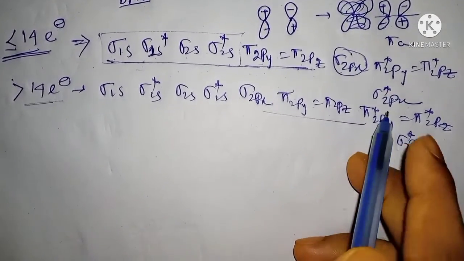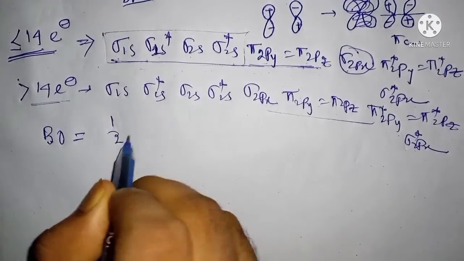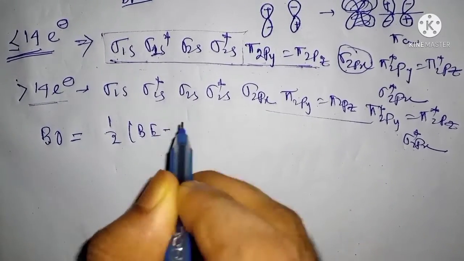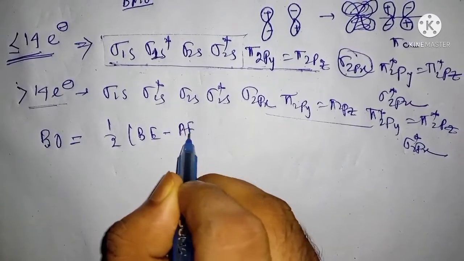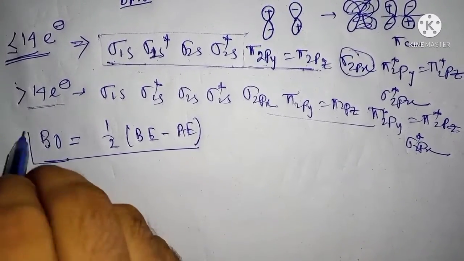Remember this thing. Now bond order: calculate bond order equal to half into bonding electrons minus anti-bonding electrons. So half into bonding electrons minus anti-bonding electrons. This is how to calculate bond order.